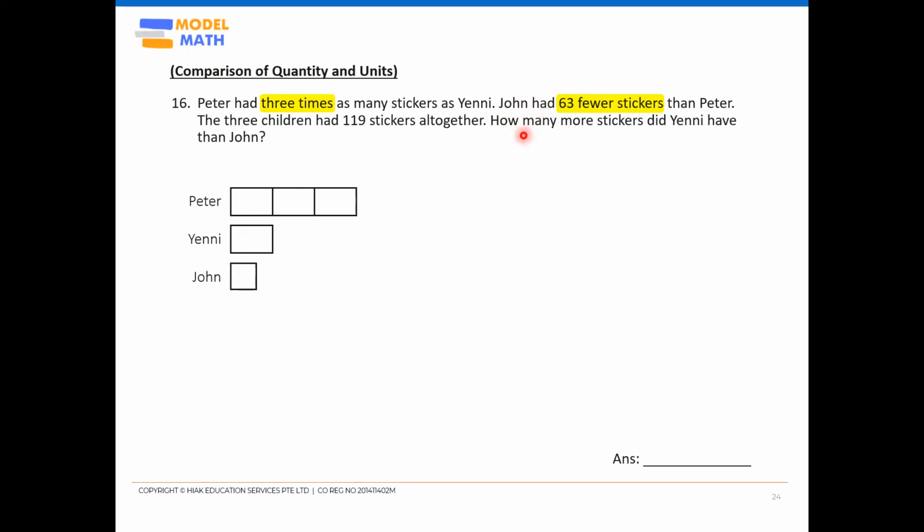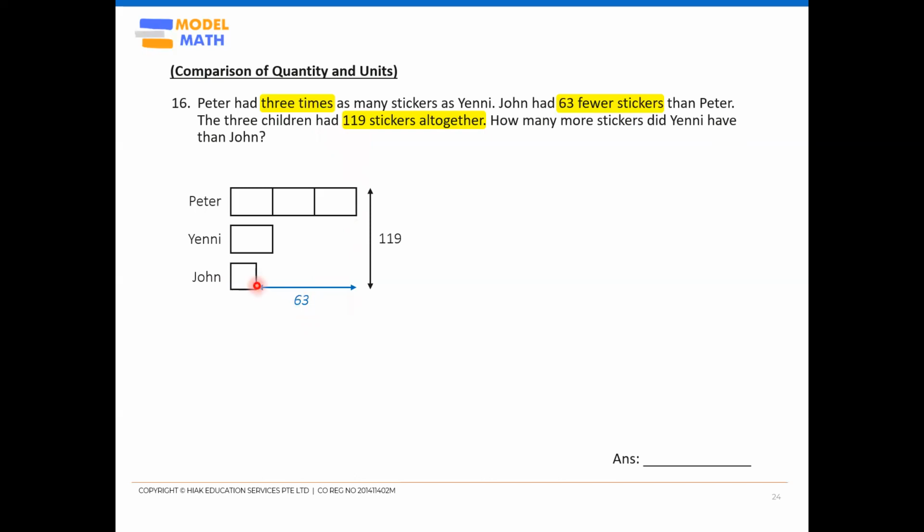Okay, so now let's label the 63. We haven't done that yet. John had 63 fewer than Peter. Between Peter and John, don't look at Yenni, just focus on P and J. Between Peter and John, the difference is 63. So this gap is the difference between P and J, not this one. This one is the difference between Yenni and J. You want the difference between P and J, so 63 is from here to here. So this will be your 63. And now we can go on to label the total stickers. So in total, there are 119 stickers. Just do it at the side here.